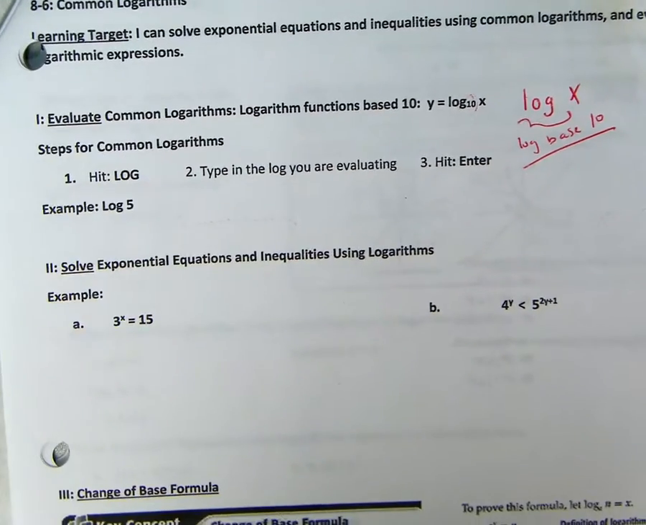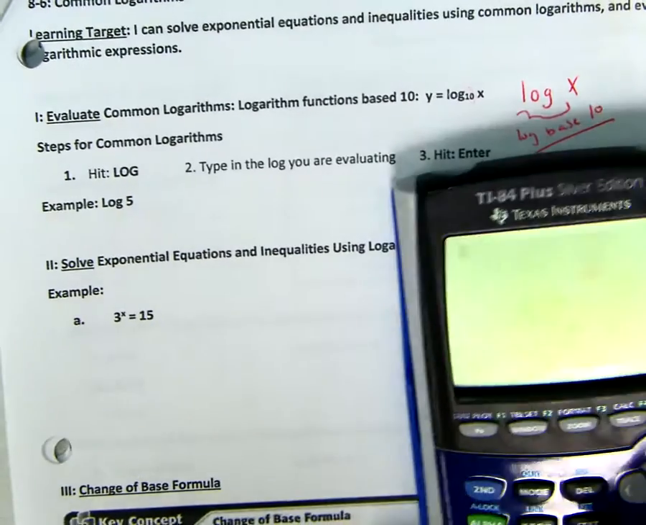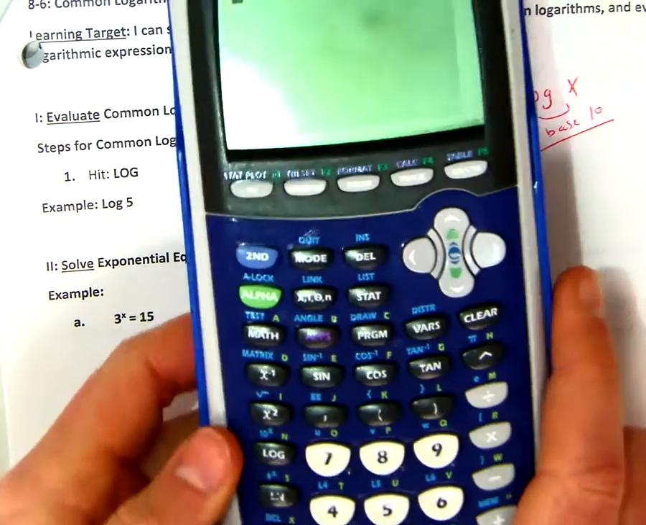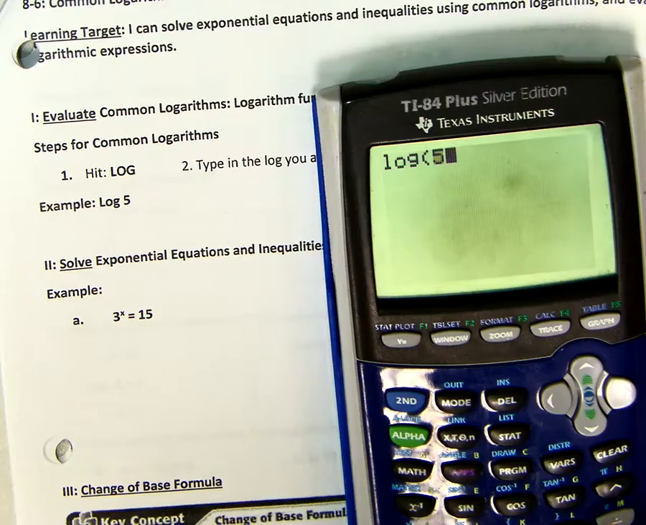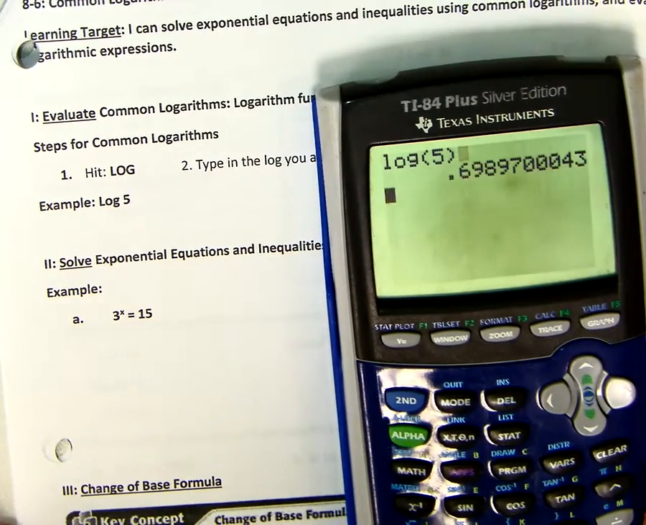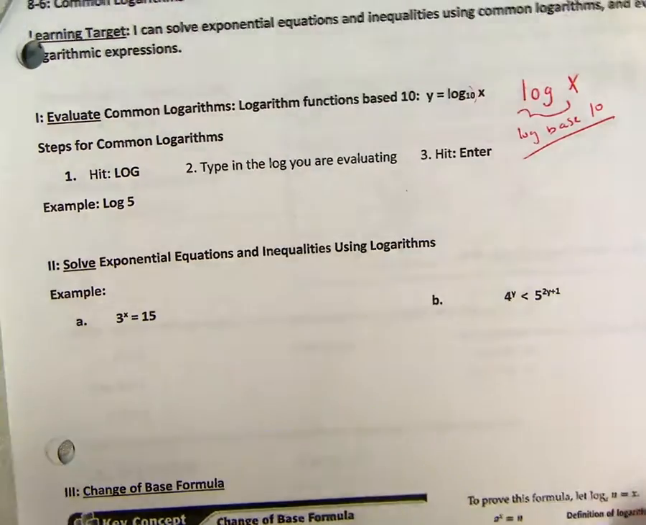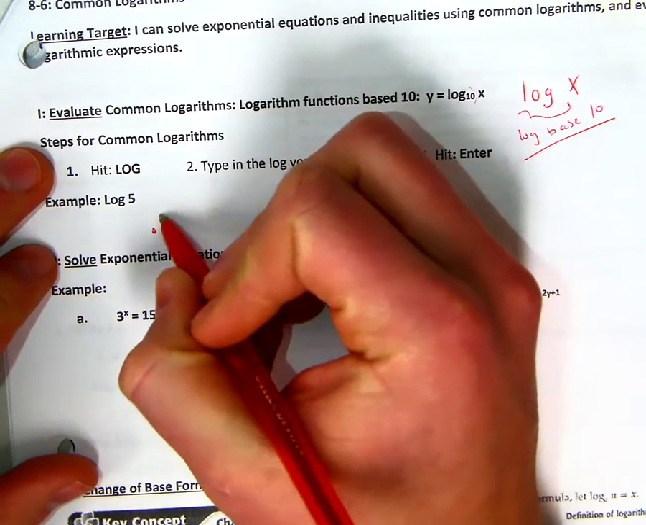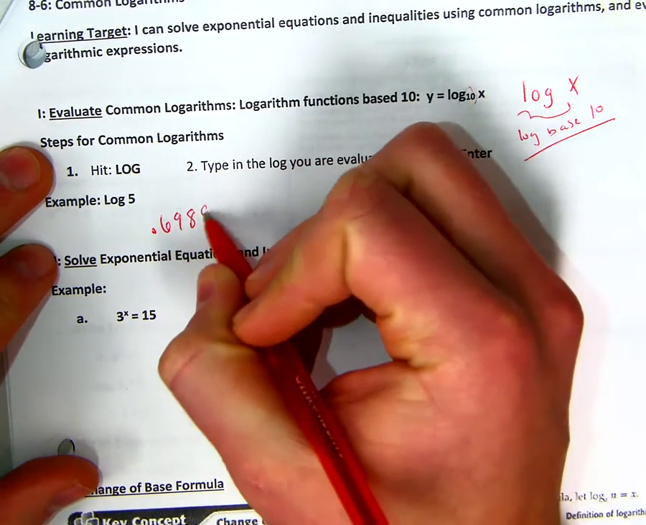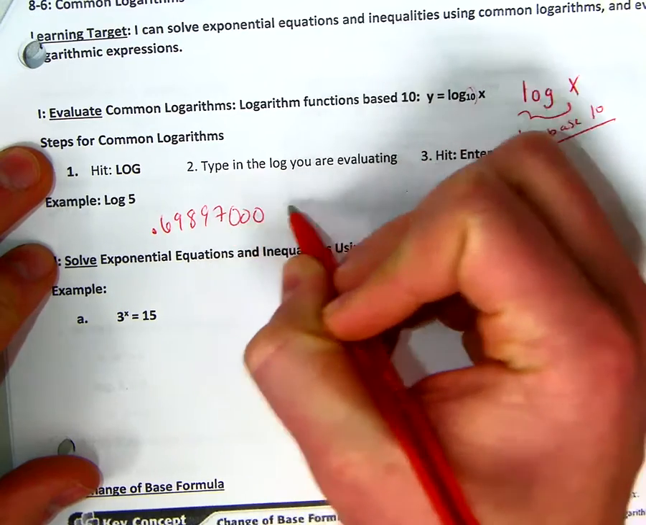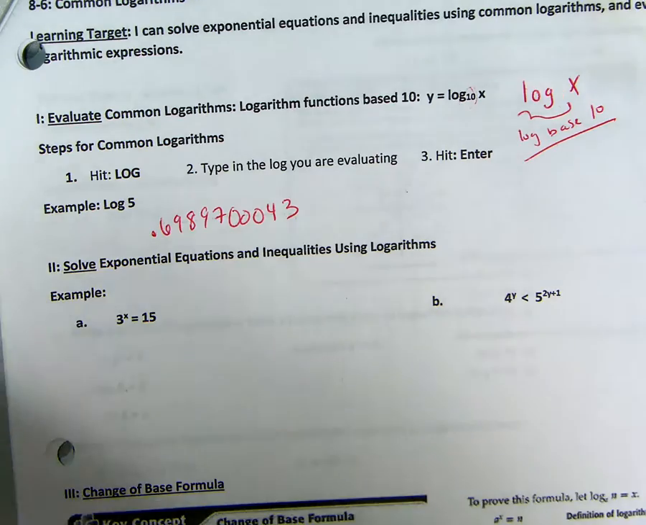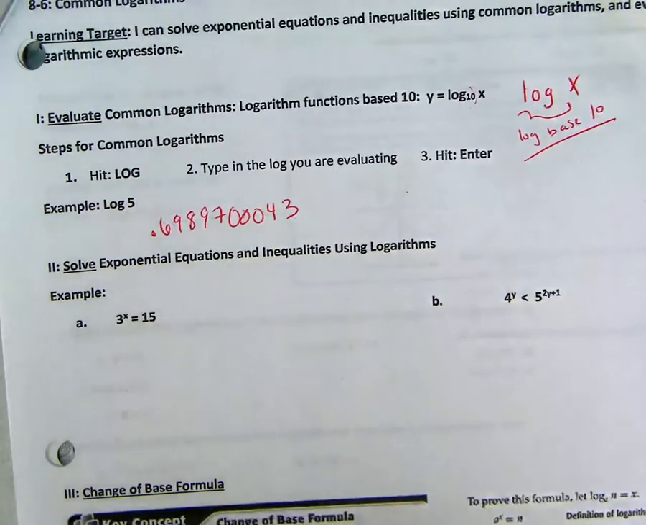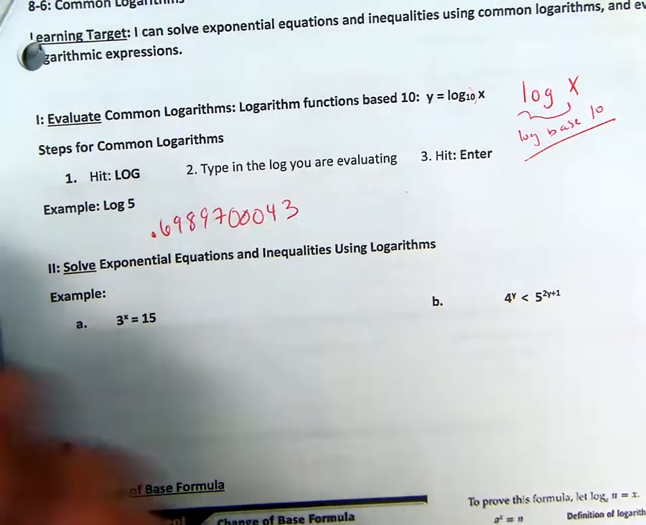So for our first type of problem, it's evaluate. And for this we use the calculator the entire way. We just hit log, which is right here. So you hit log, we want to evaluate 5, and enter. And then your answer is 0.698972343. We need to be completely accurate, so I don't want you to round, but that is what log 5 is. And you just use the calculator for that.